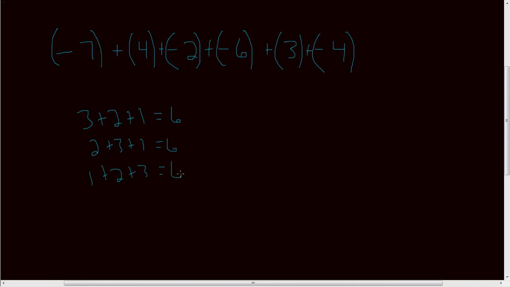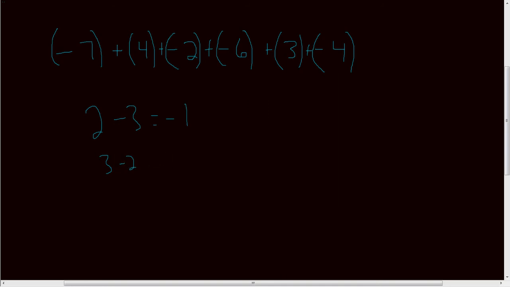It doesn't matter how I add 2, 3, and 1, the answer is still going to be 6. We can change the order, the answer will still be correct. Addition is commutative, multiplication is also commutative. 2 times 3 equals 6, and 3 times 2 equals 6. Subtraction is not. You get different answers if you change the order in subtraction.